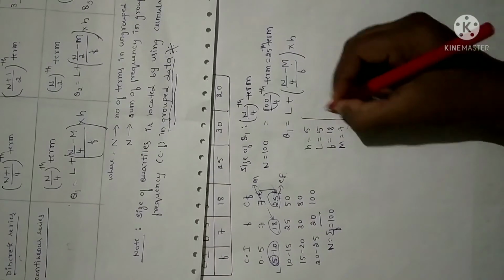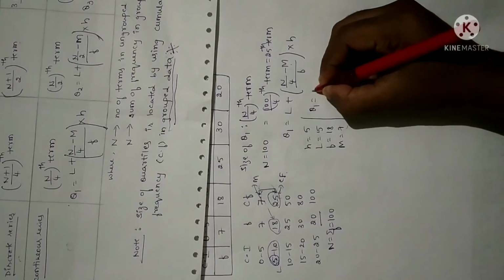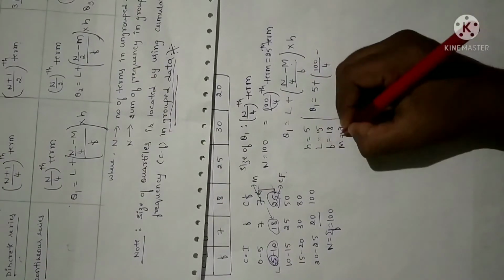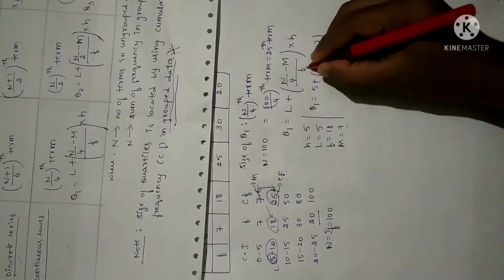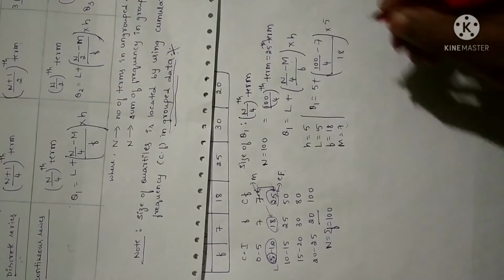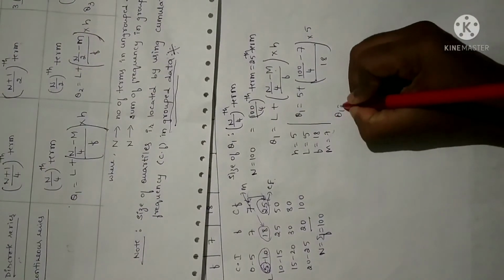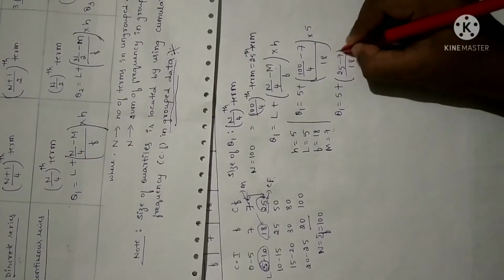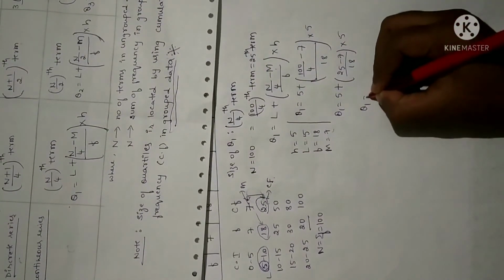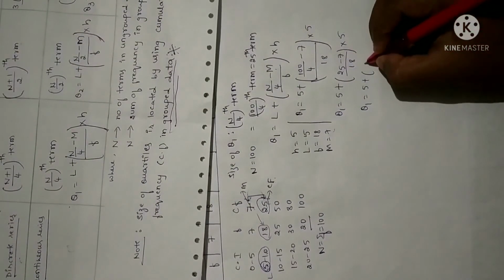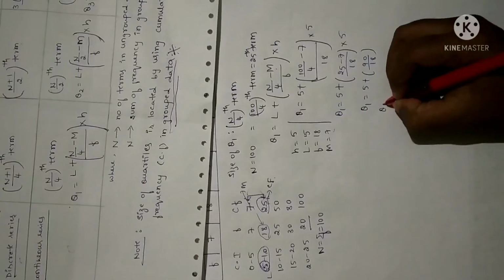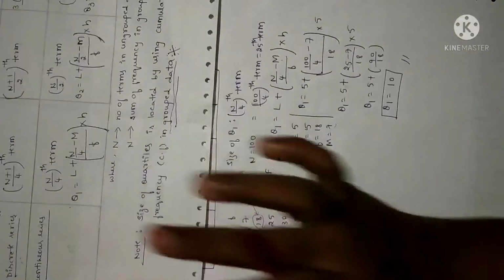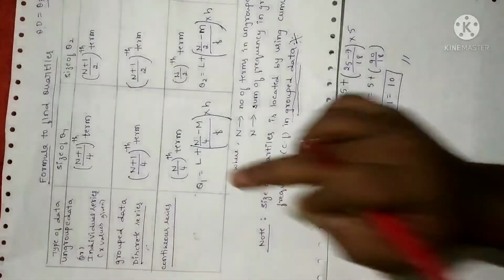Clear? Now let me substitute in the formula. Q1 is equal to L, which is 5, plus n, the number of terms, 100 divided by 4, minus M which is 7, divided by F which is 18, into h which is 5. Now let me simplify this. Q1 is equal to 5 plus 100 divided by 4 is 25, minus 7, divided by 18, into 5. When you simplify, you get 5 plus 18 into 5 is 90, divided by 18. After simplification, you will get Q1 as 10. Now I have just used the formula for Q1 of a continuous series, and so I have obtained Q1.